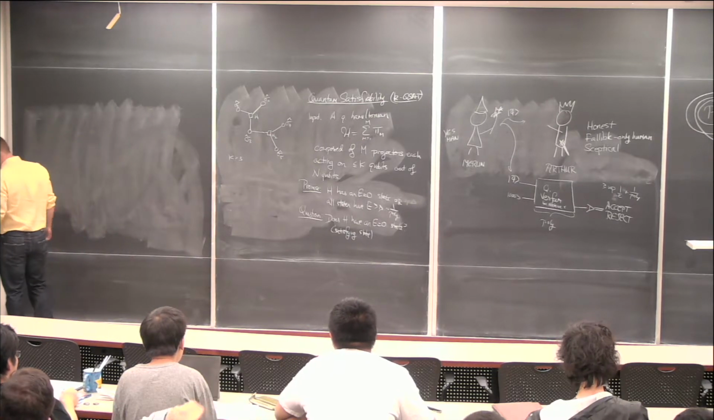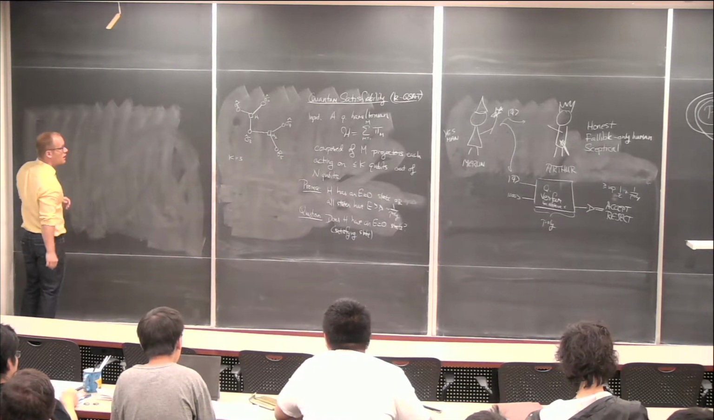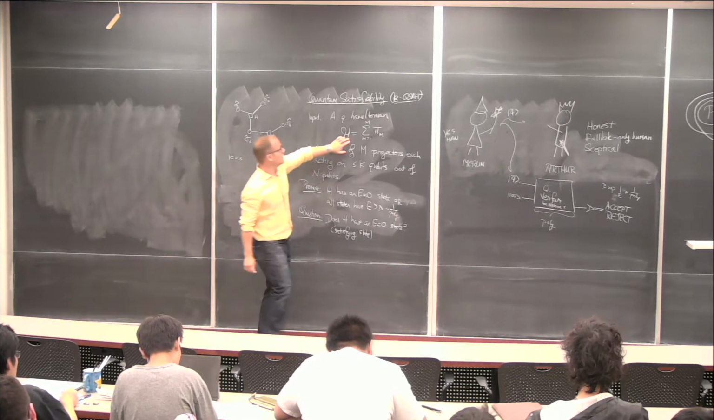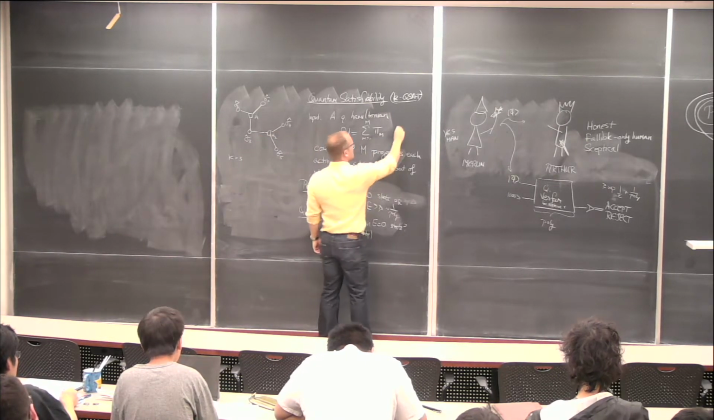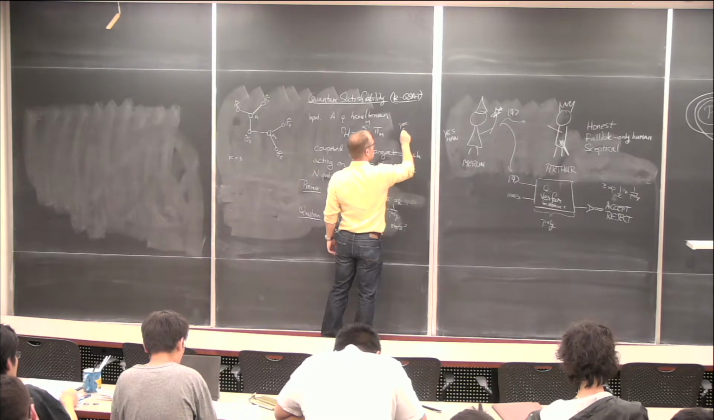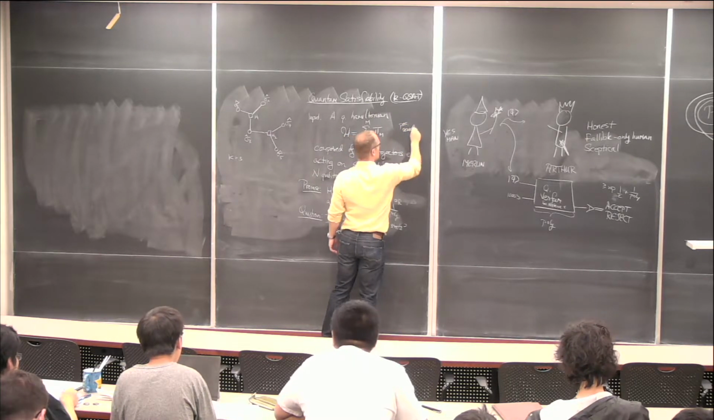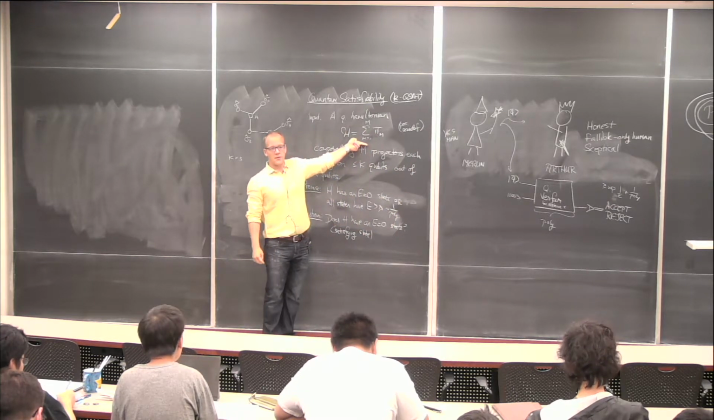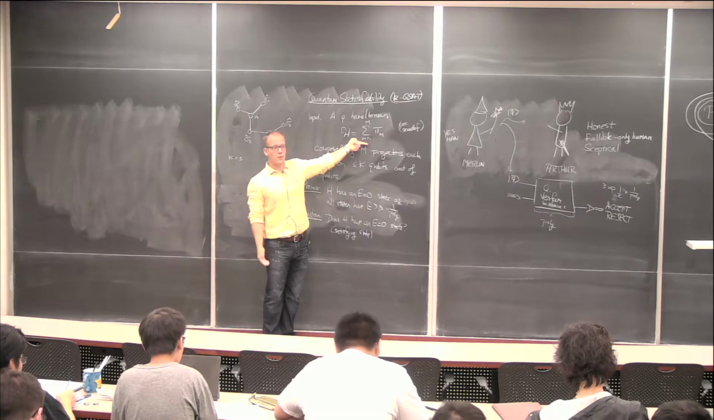Some remarks: this Hamiltonian, because it's a sum of projectors, is in fact positive semi-definite, which means that its spectrum is all non-negative, right? It could have zeros, but otherwise it'll be positive.